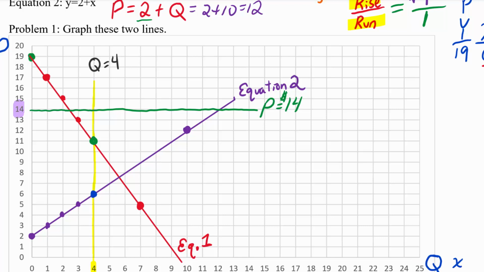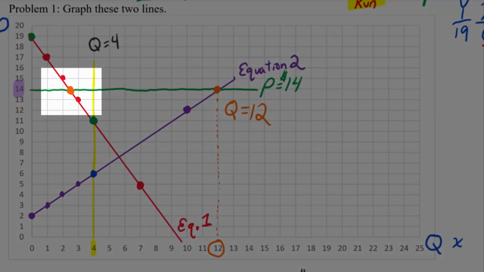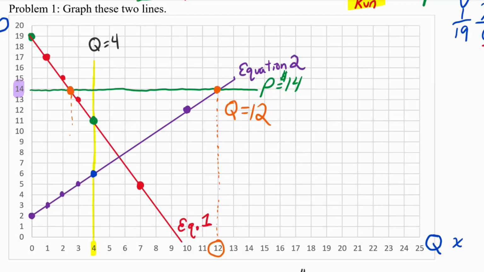So what if we were interested in looking at equation 2? Well, at a price of $14, we can look down here at the x-axis, or the quantity axis, and we can see that if the price was $14, equation 2 would be suggesting that Q should be around 12. However, what if we were interested in looking at equation 1? And what does equation 1 tell us is going on at a price of $14? Well, this orange point over to the left suggests that at a price of $14, if we follow that all the way down, suggests a quantity somewhere between 2 and 3.